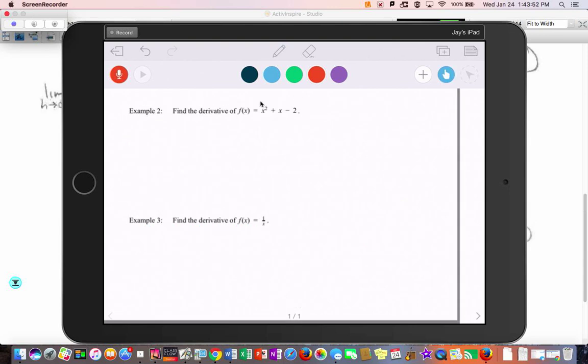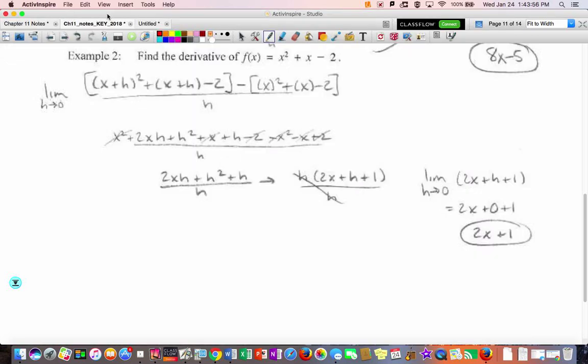All right, so hopefully you had time to do number 2 as a DIY. So let's go over and look at the answer. I put an x plus h, it gets squared. Put another x plus h. Don't forget about the minus 2. Then I subtract all of my function. So you've done this a few times now, so that's x squared, 2xh plus h squared, and do all the work, and you should end up getting this 2x plus 1 for your derivative.